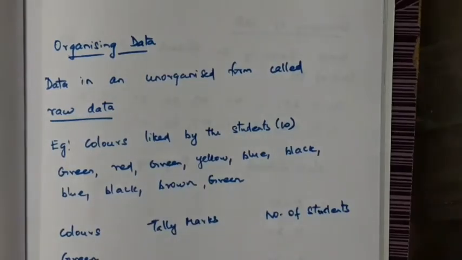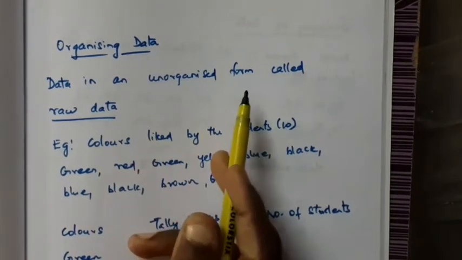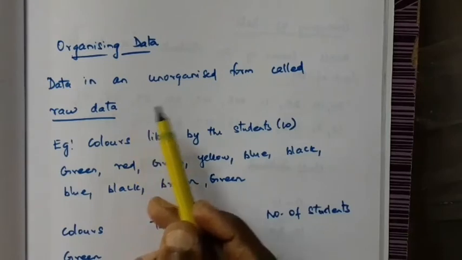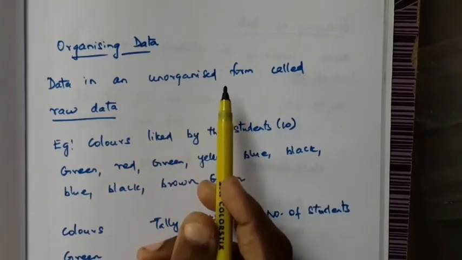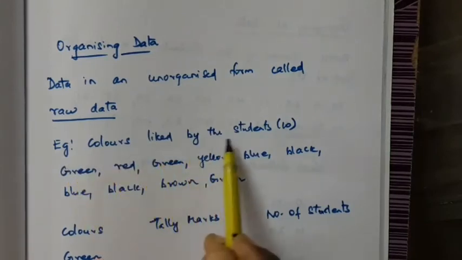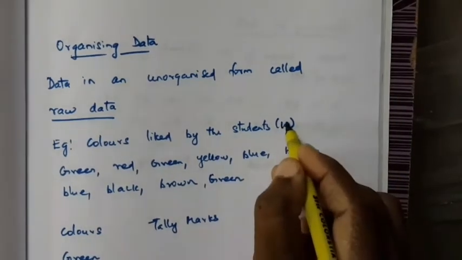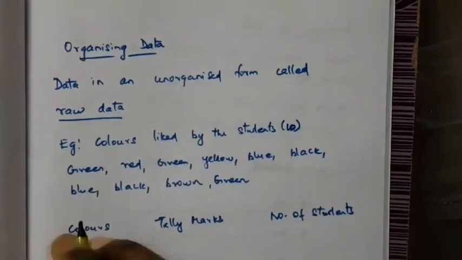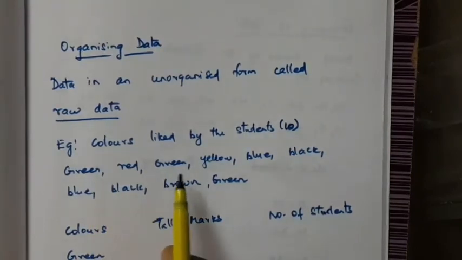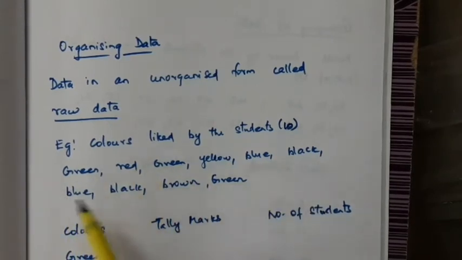The next thing we are going to see is organizing data. Data in an unorganized form is called raw data. Suppose this is an example: colors liked by the students. I am asking 10 students about the colors which they like. I am giving some information like this: green, red, green, yellow, blue, black, brown, green. This data is in an unorganized form, so it is called raw data.